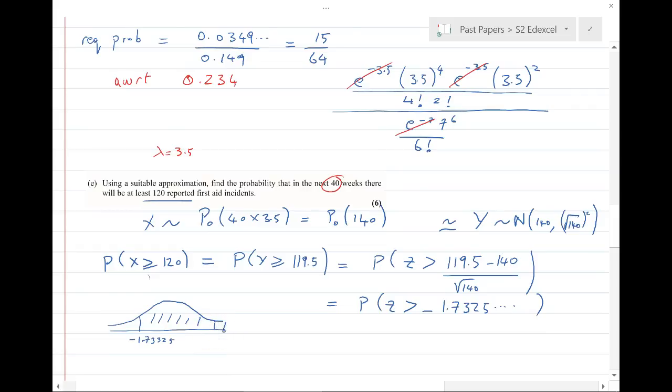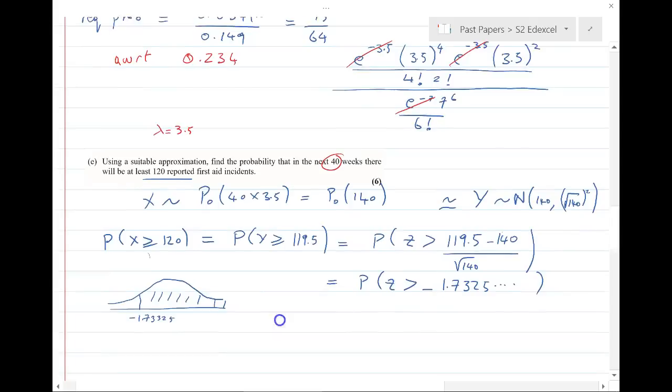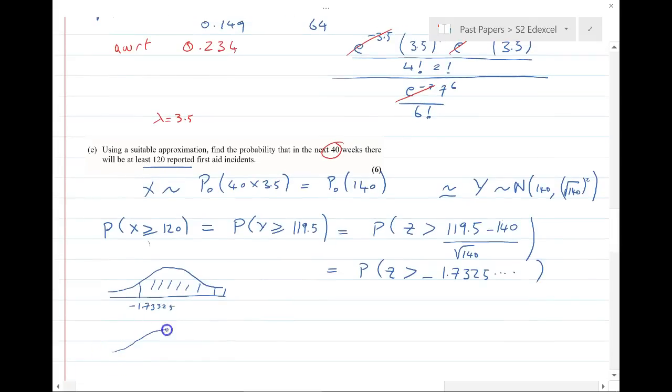Okay, so we want that, but that's obviously exactly the same as, by symmetry, this. So that's the same as the probability that Z is less than 1.7, let's round it to 1.73 approximately. Same thing, so we can just go to our normal tables and find a number 1.73 from there.